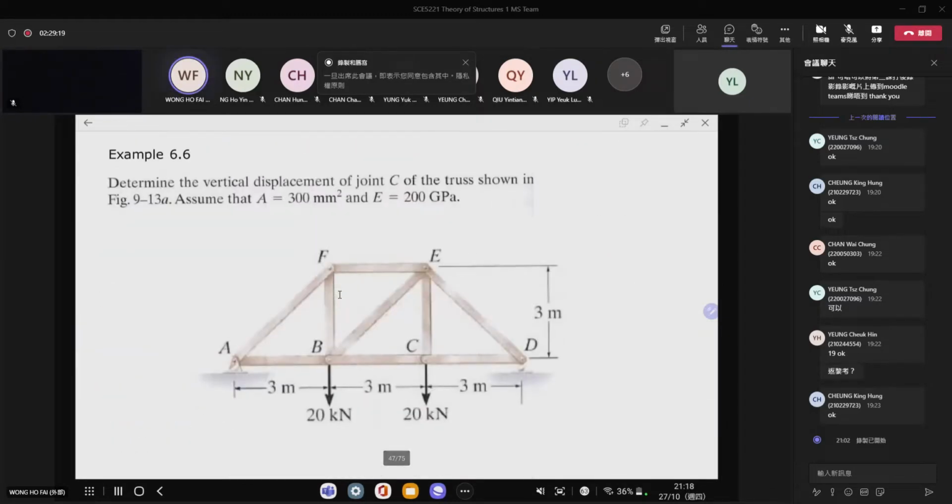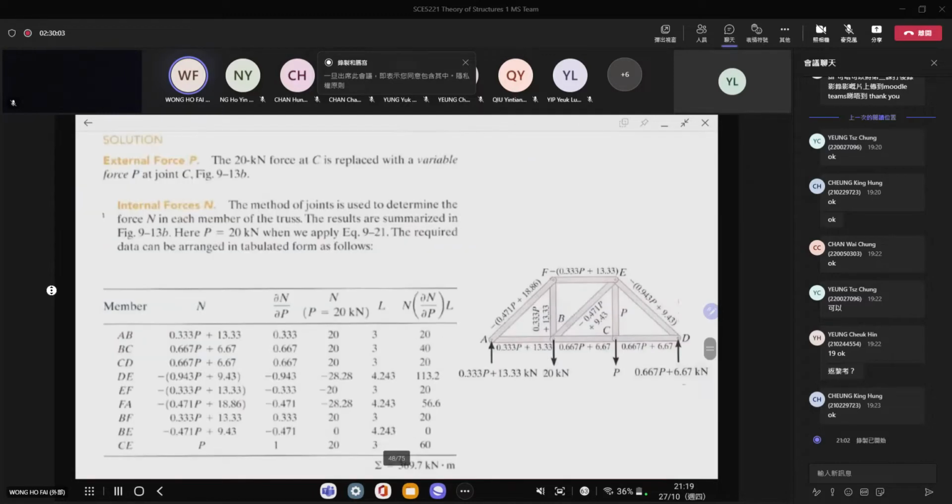And then we have another example here. Determine the vertical displacement of the joint C of the truss as shown here. Assume that A is equal to 300 mm squared and E is equal to 200 gigapascal. Now for this one, you can see that we want to find the displacement of the joint C. So just like before, we need to put a force P at the location C right here. So I still need to put a force at C, which is equal to P. So when I try to find the answer, I need to put a force P at the location C.